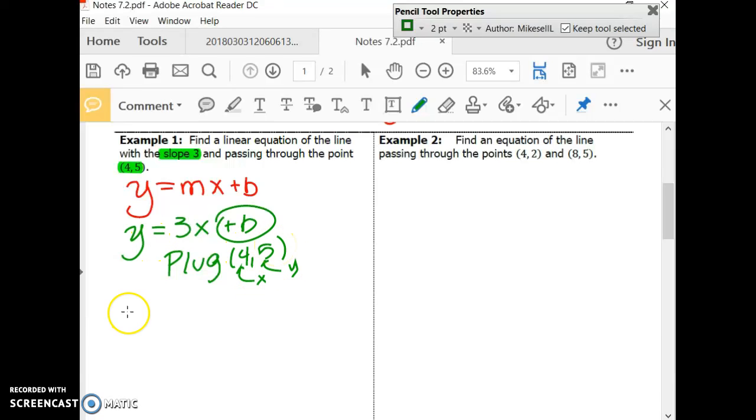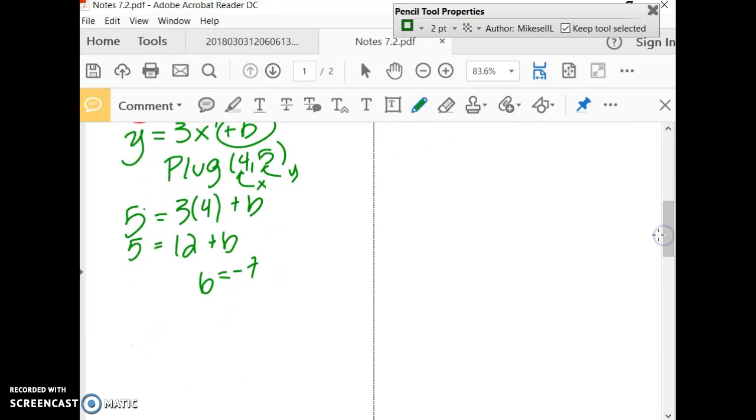So I'm going to plug that into the equation. y is 5, which is equal to 3 times x, which is 4, plus b. 3 times 4 is 12, plus b is equal to 5. So I know 12 plus b is equal to 5, and b is equal to negative 7. So my slope-intercept equation is y is equal to 3x minus 7.